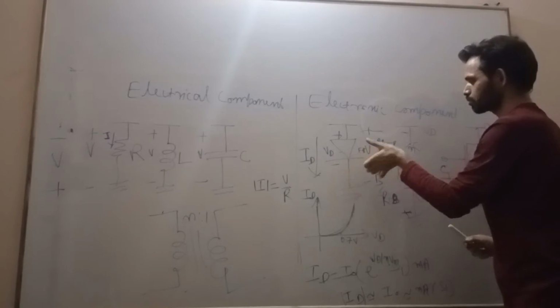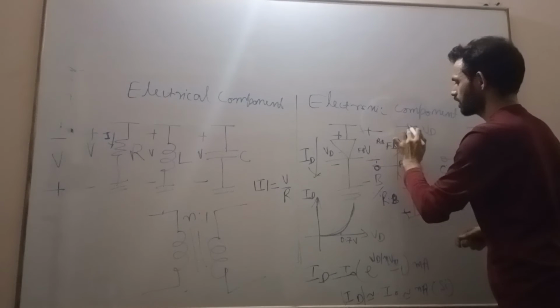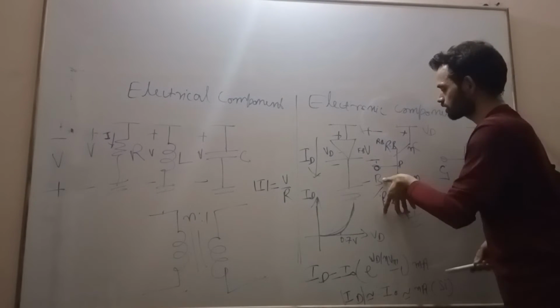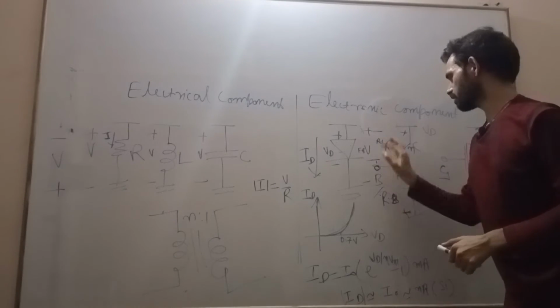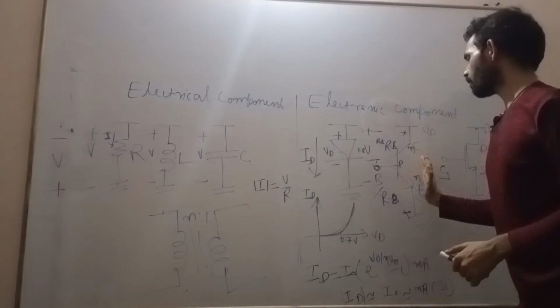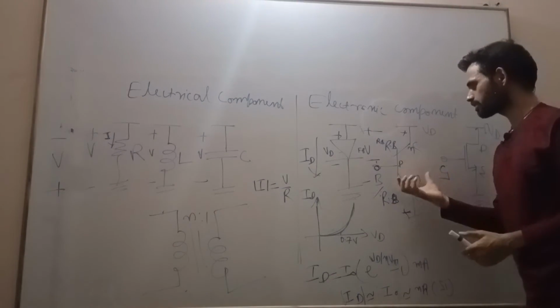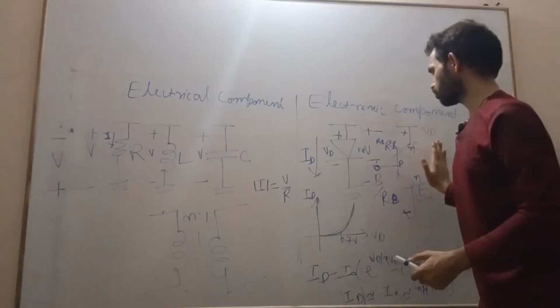Now I am changing this polarity, I am making this negative and this positive, it becomes what? Reverse bias. And this is reverse, this is also reverse, both are in reverse, which means this device is operating in which mode? Cutoff mode, cutoff region. So hence it is acting like a switch off.